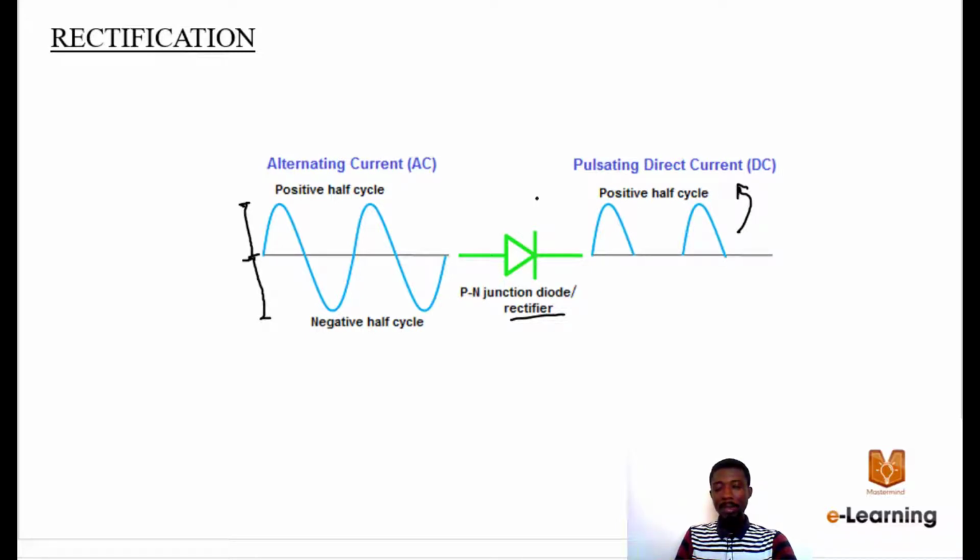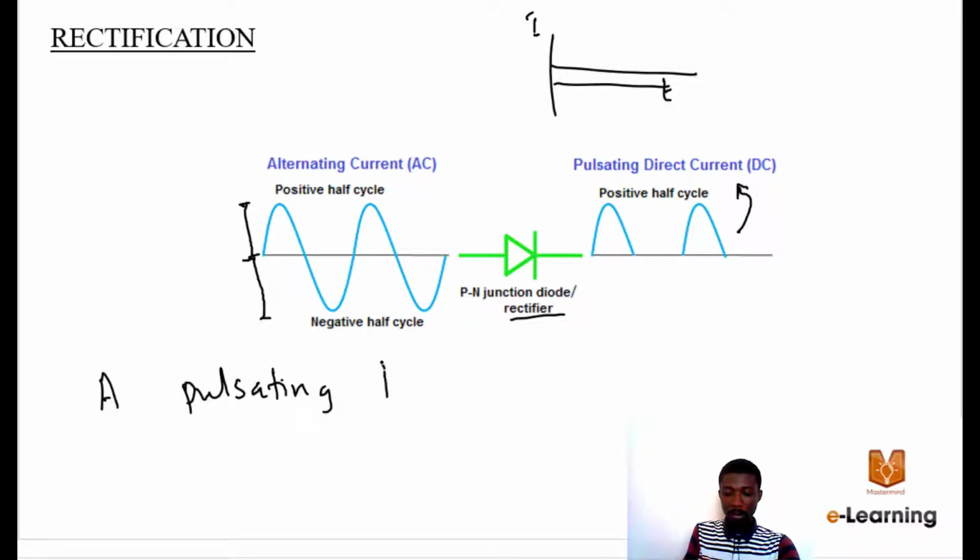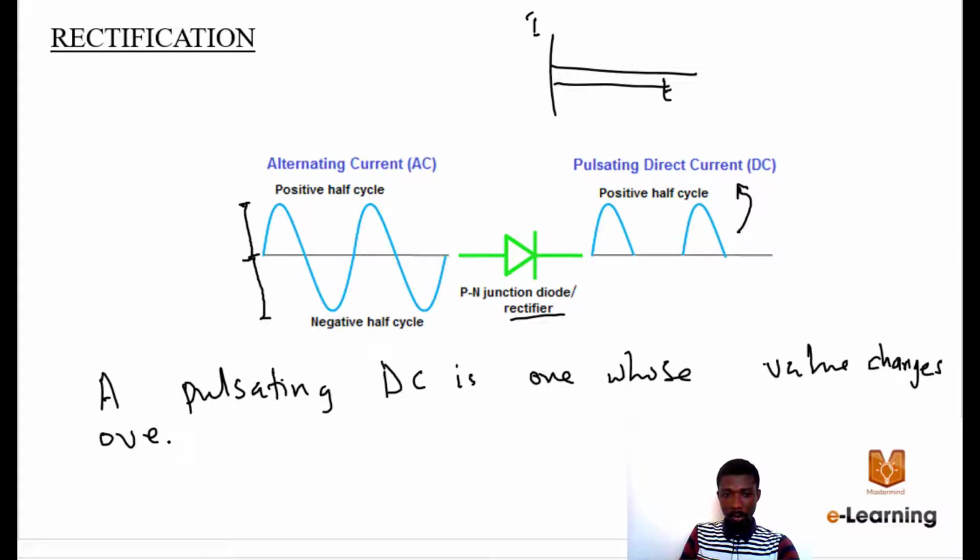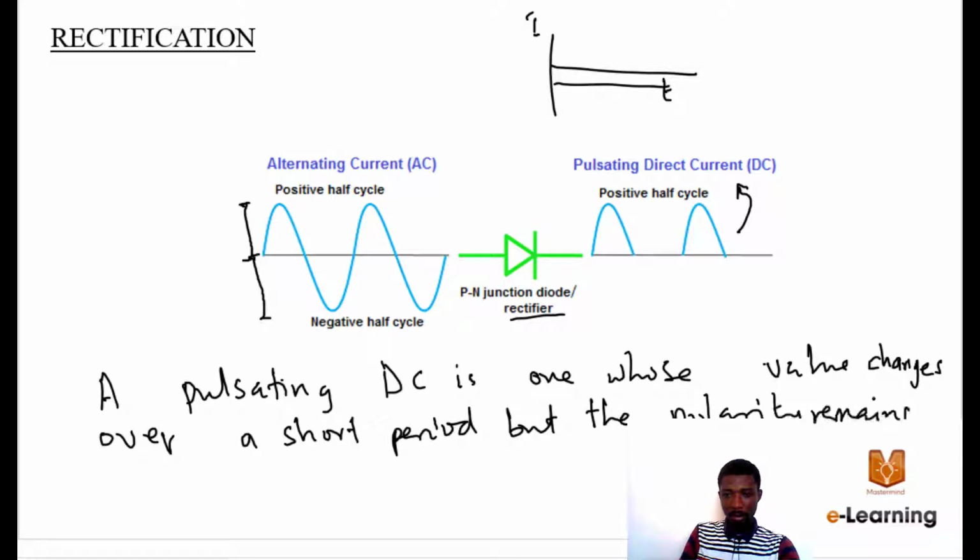The DC produced from the diode is not a pure DC, in the sense that it is pulsating. I mean, your normal DC, you would expect that it will be a straight line, current against time. But this time you see that it is pulsating, but it is still a DC. So a pulsating DC is one whose value changes over a short period, but the polarity remains the same.